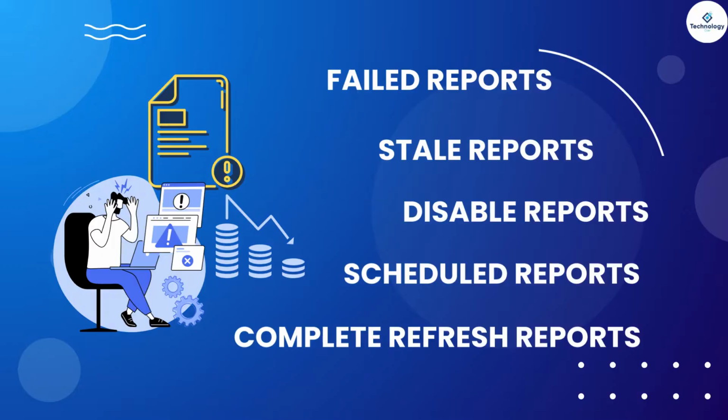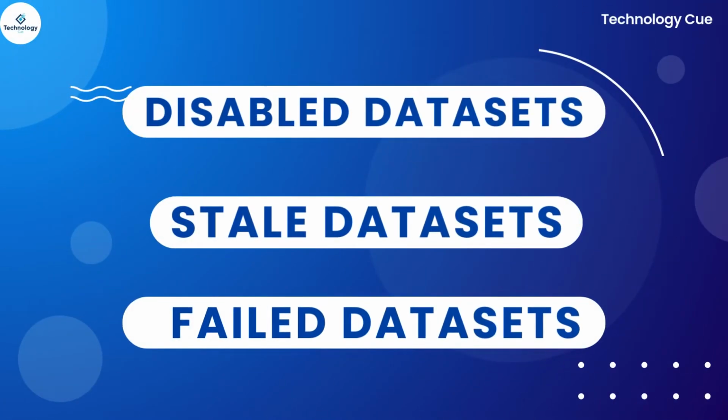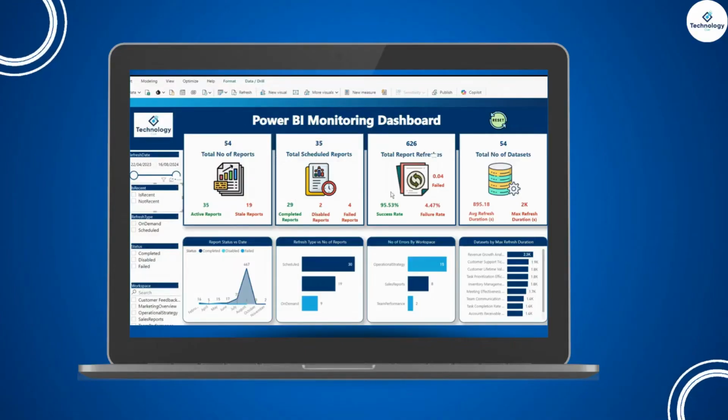Key features include tracking failed reports, stale reports, scheduled and disabled reports, and completed refresh reports. We also offer critical dataset management features: disabled datasets, stale datasets, and failed datasets. Our Power BI monitoring dashboard offers a seamless experience with key reports displayed for quick access.